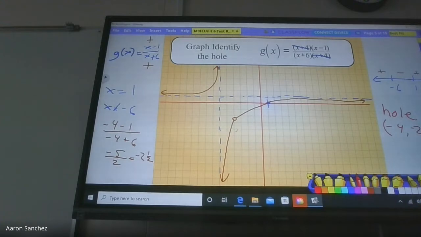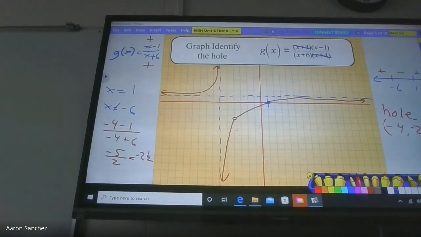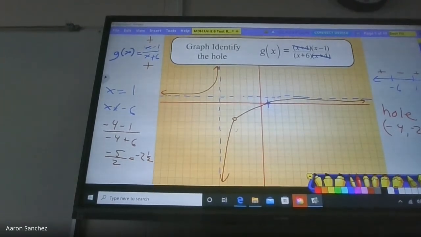Oh, you know, I forgot. I'll finish this. I got to go back on the other problem. On the other question, I'm going to ask you the domain and range.